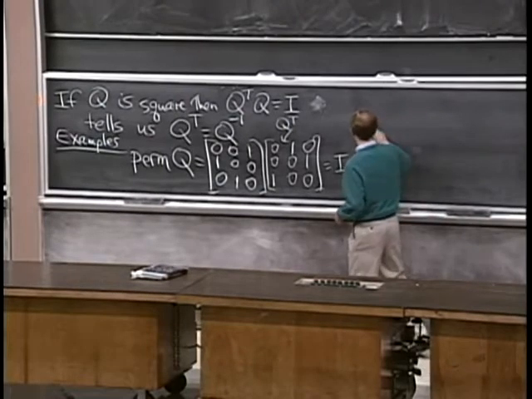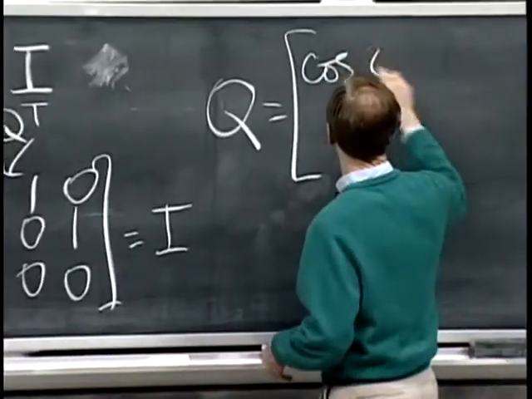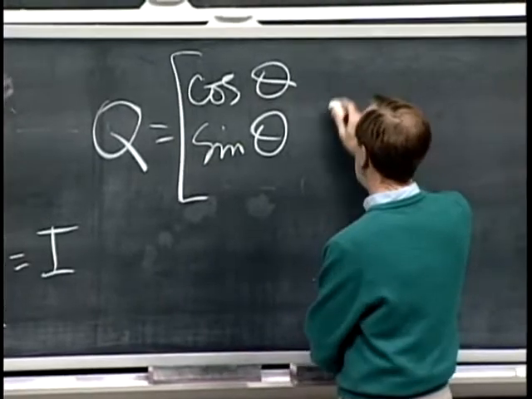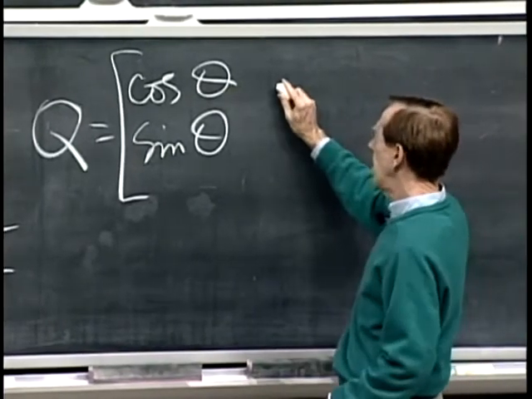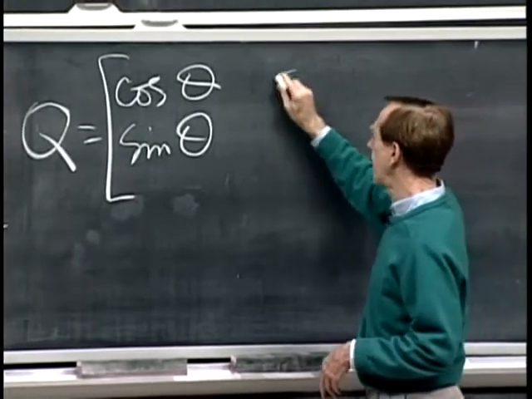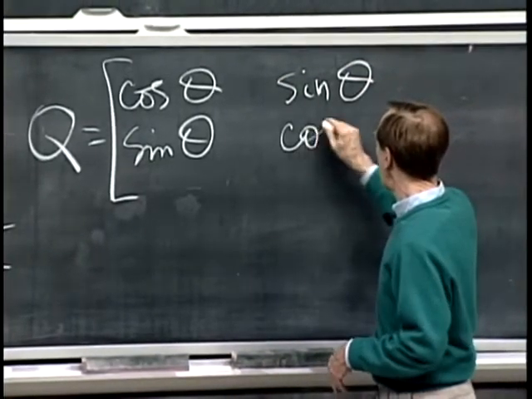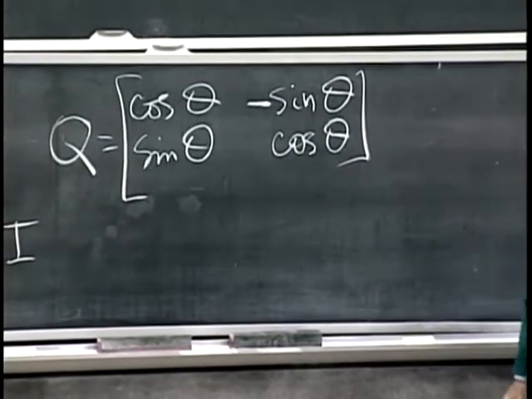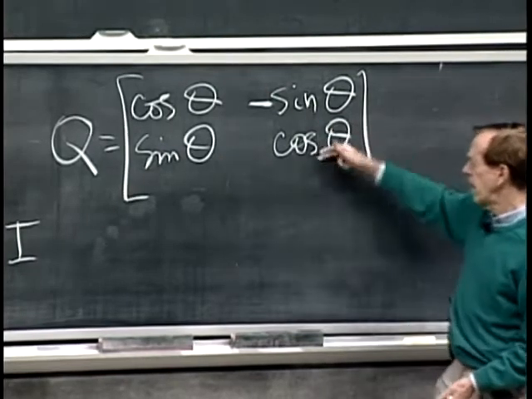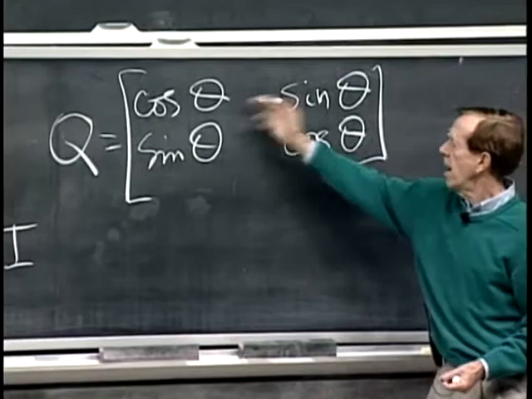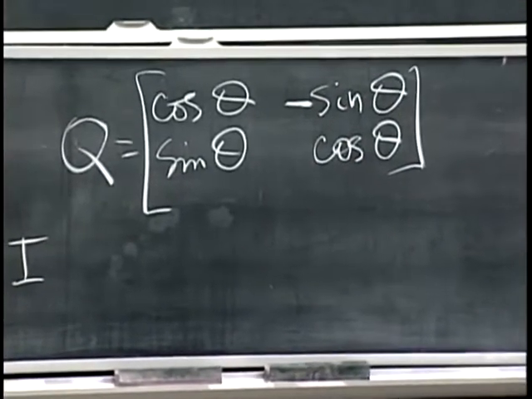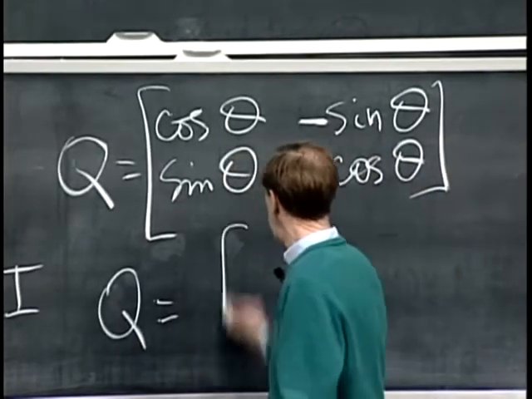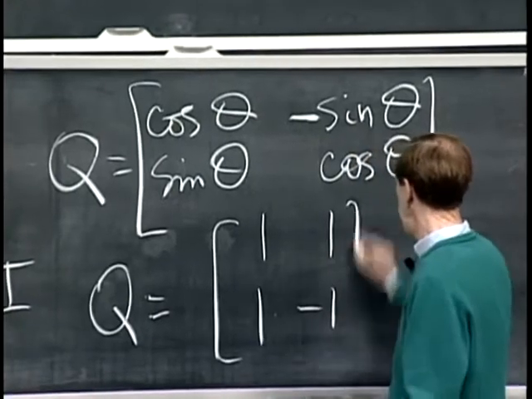So here's another simple example. Cos theta, sine theta. There's a unit vector. And now the other way, I want sine theta, cos theta. But I want the inner product to be 0. And if I put a minus there, it'll do it. So that's a unit vector, that's a unit vector, and if I take the dot product, I get minus plus, 0.